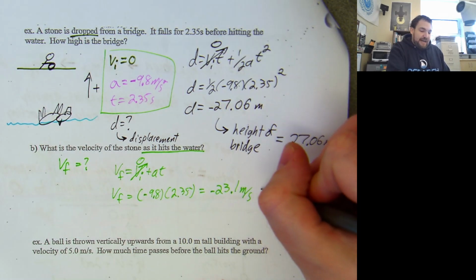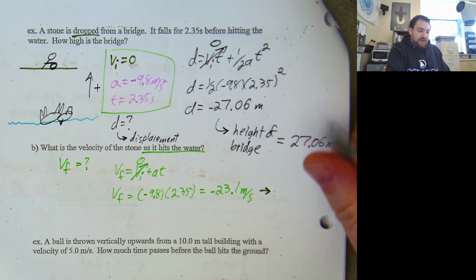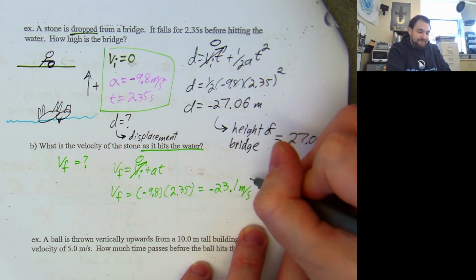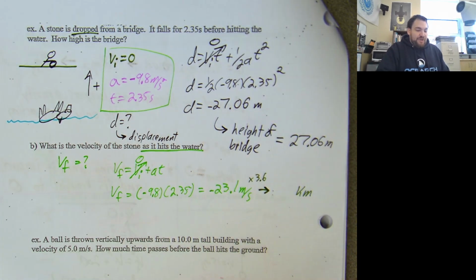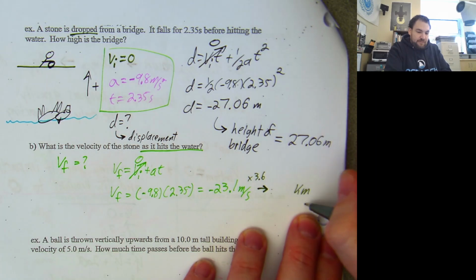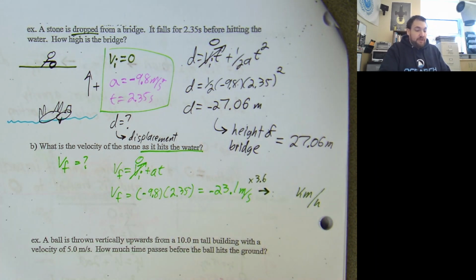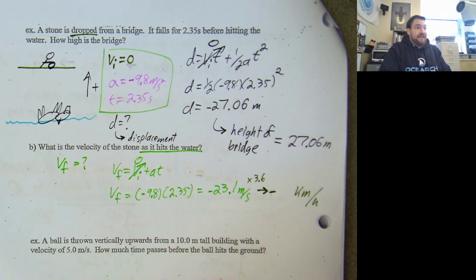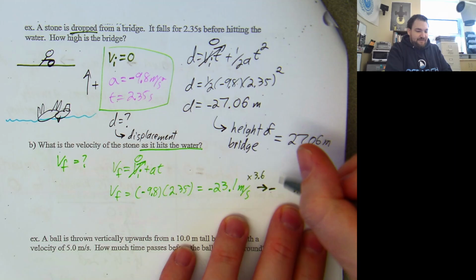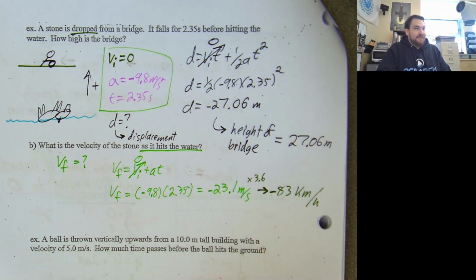How do I convert negative 23.1 meters per second into kilometers per hour? You bet. What is negative 23.1 times 3.6? It's going to be negative. It should be because that object is moving downwards. 23.1 times 3.6. Ezra, you got a number? So let's round that to 83. You betcha.